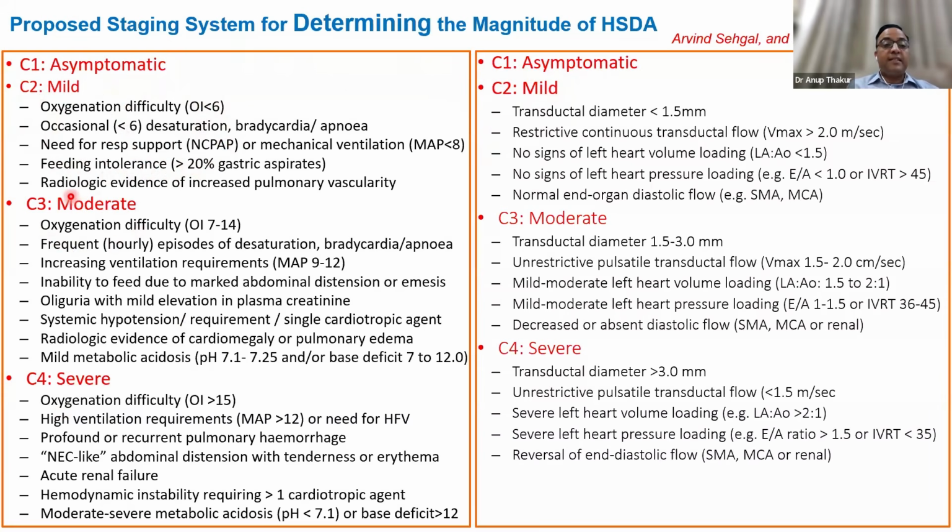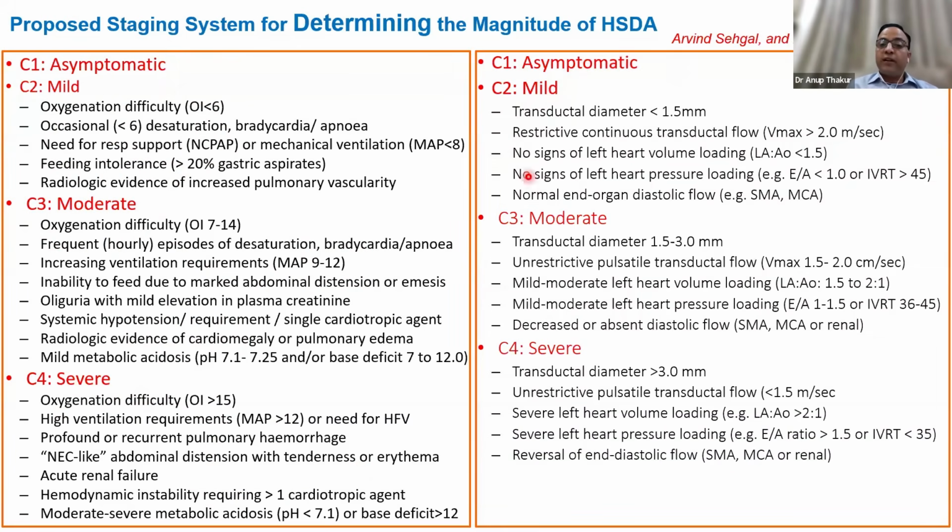C3 is when the ventilator needs are high. So you go up to a MAP of 9 to 12. There is hypotension, requirement for inotrope. There is some metabolic acidosis. C3 is the worst case, severe, when the OI is more than 15. There is high MAP. There could be hemodynamic instability requiring at least 2 or more inotropes. Severe acidosis is again C3.